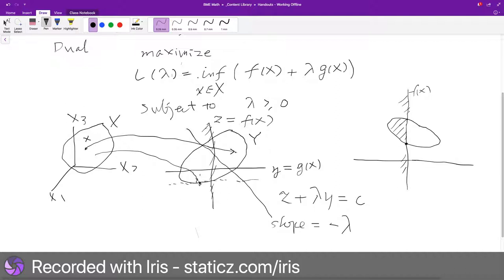So we try to minimize this whole thing here. It's as if you're trying to minimize this c, because this is the same as f(x), just by definition. So the c in this line, the slope is minus lambda. The intersect with the vertical axis, the z-axis, is this here. This is c. It's the intersect when y equals 0, z equals c.